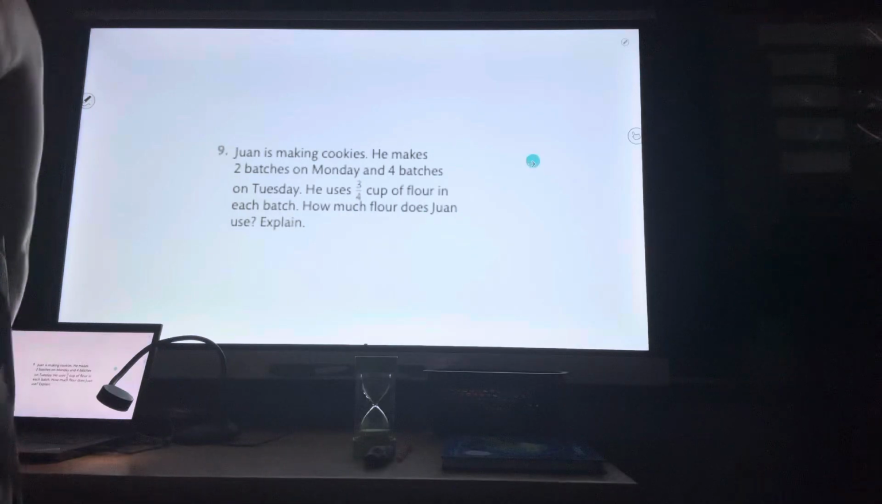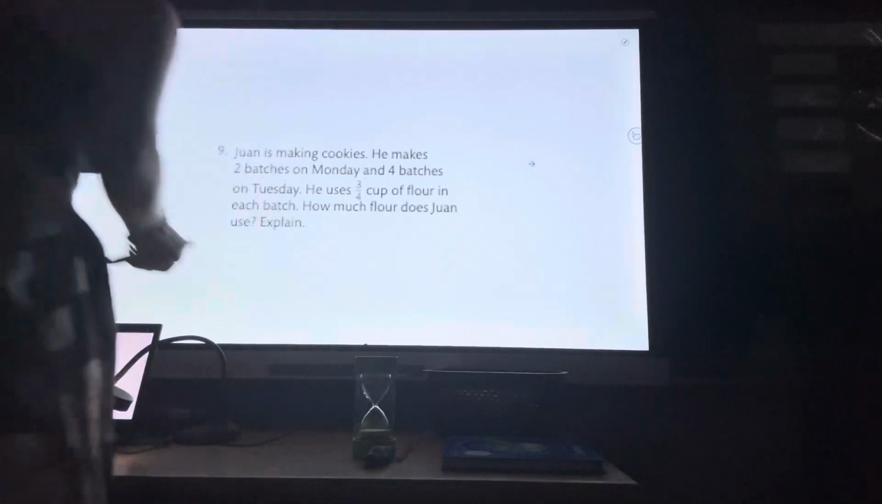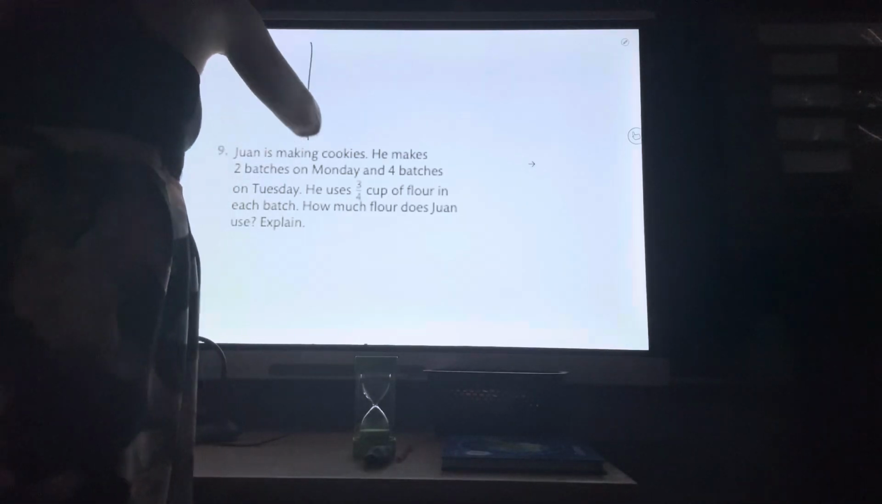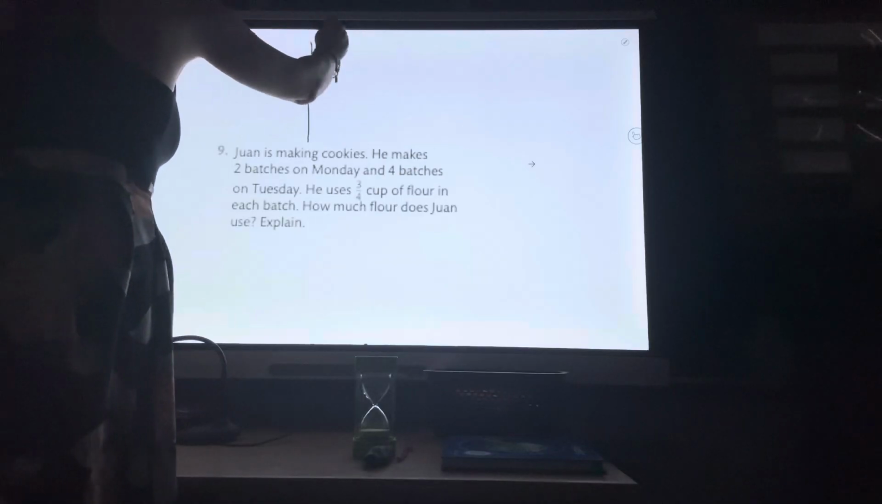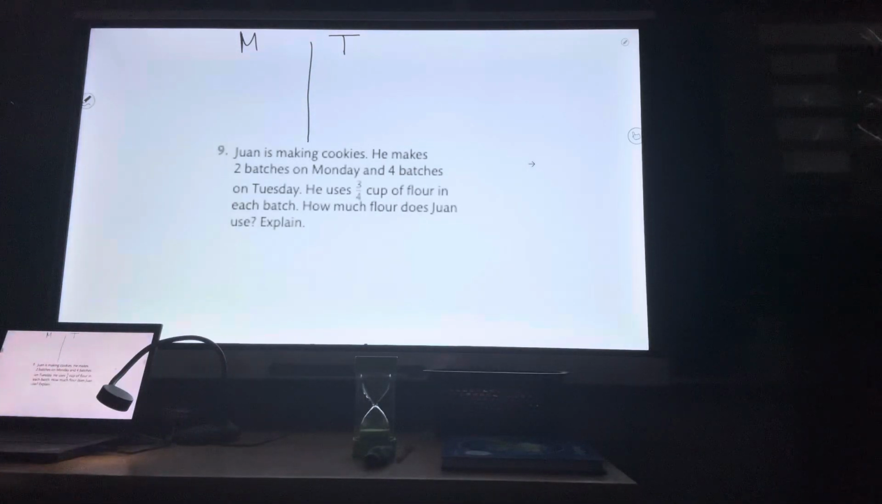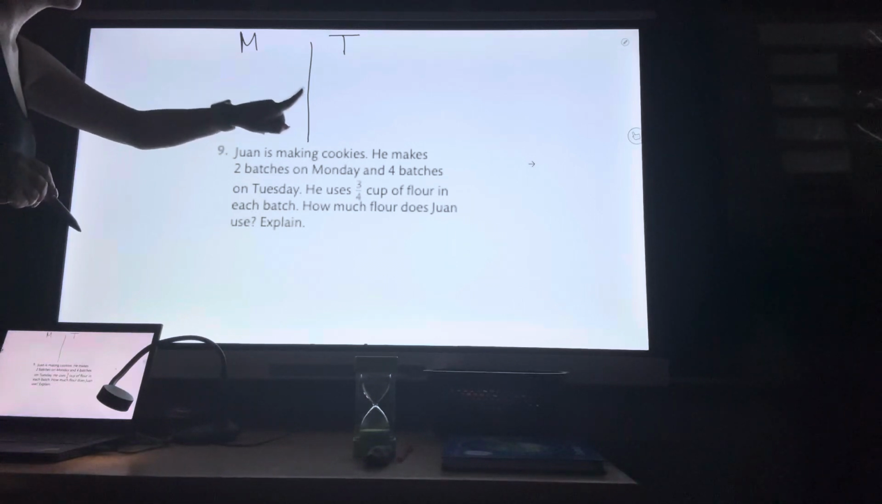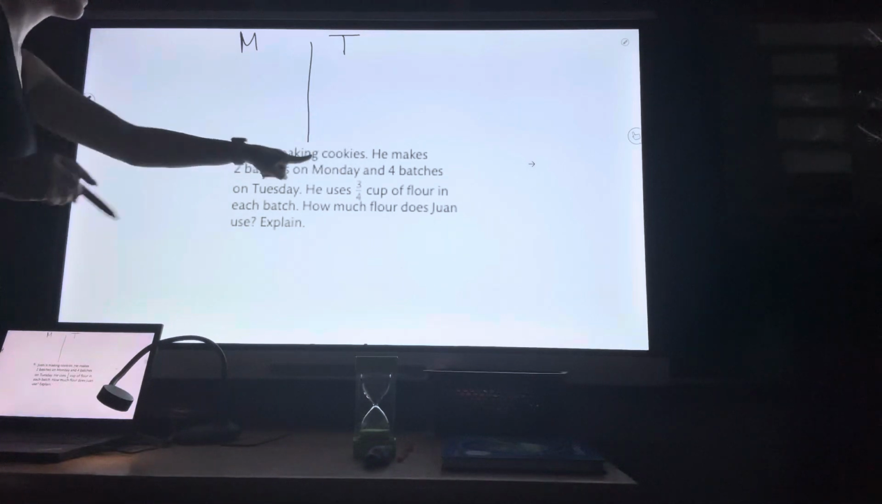All right, number 9. Juan is making cookies. He makes 2 batches on Monday and 4 batches on Tuesday. He uses 3/4 a cup of flour in each batch. How much flour does Juan use? Monday, Tuesday. 2-step problem. Now I have to go back into the story and see what is attached to Monday.